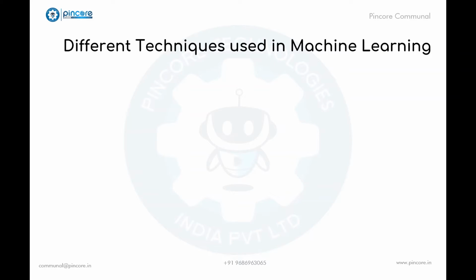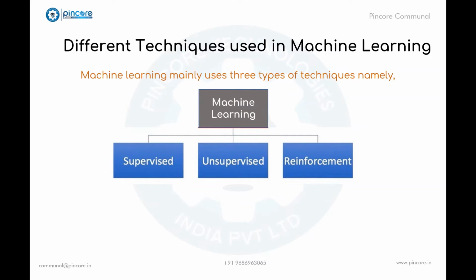Now let us see what are the different techniques that are used in machine learning. If we encounter any machine learning problem, then we can group these problems into three different machine learning techniques, namely supervised learning, unsupervised learning, and reinforcement learning. In supervised learning, you train the machine using data which is well labeled, that helps you to predict outcomes for unforeseen data.